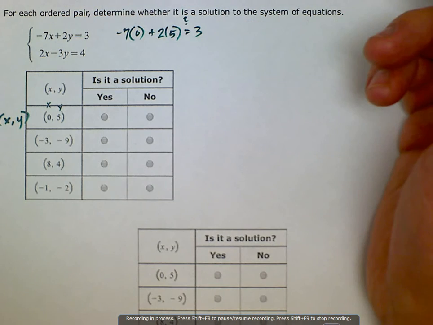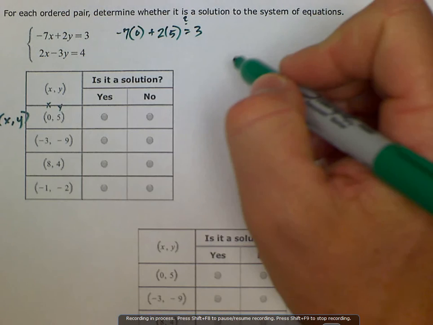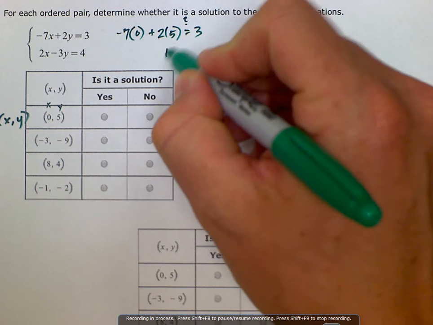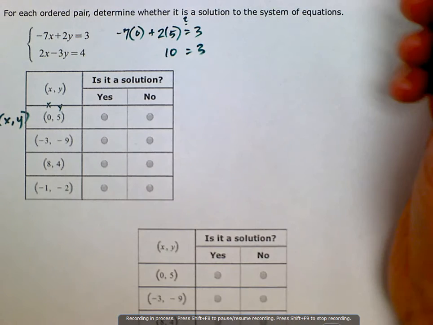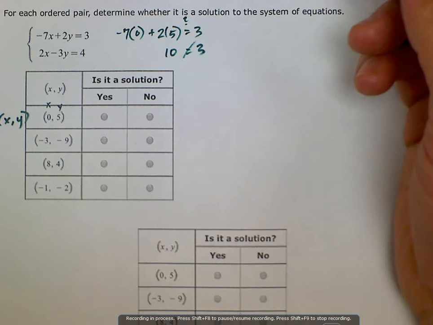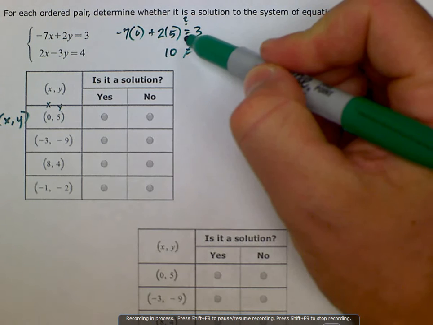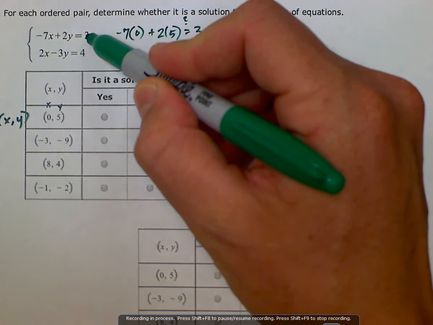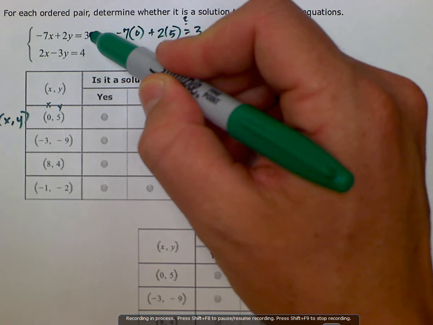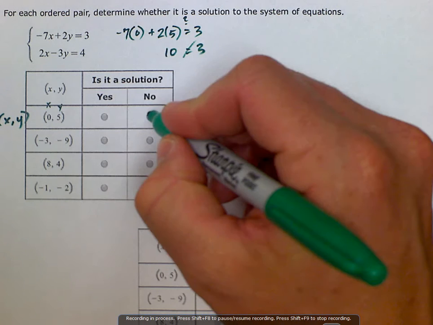Well, -7 times 0 is 0. 2 times 5 is 10. 10 equals 3. Is that true? No, it's not. And if it doesn't work for one of the equations, well, it doesn't work for the system. So this is not a solution.